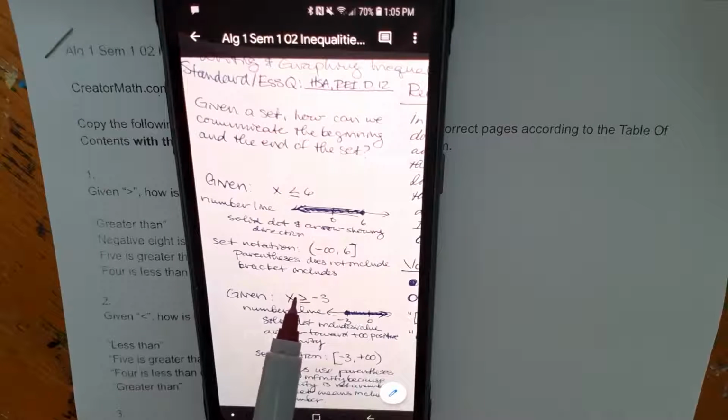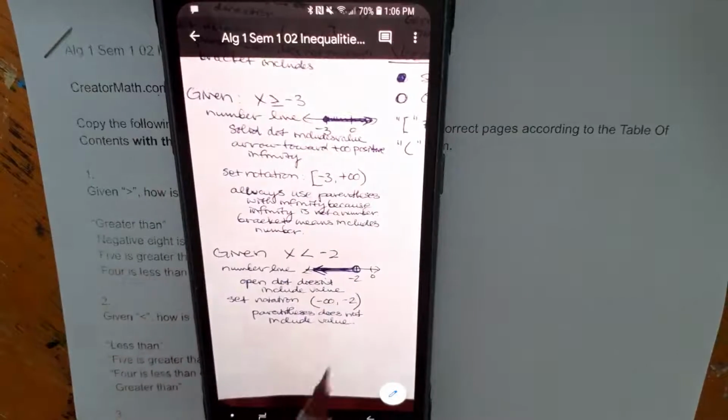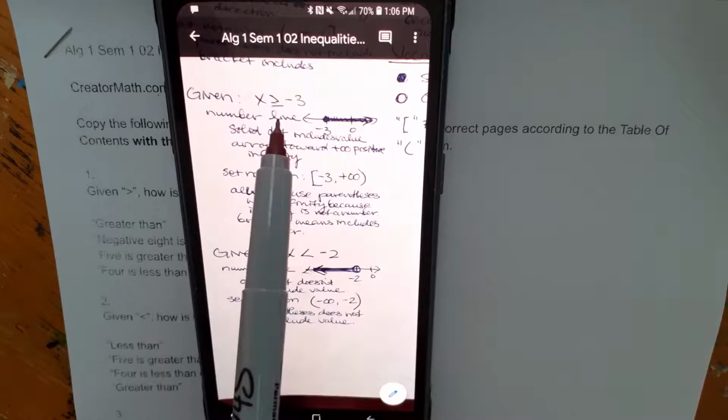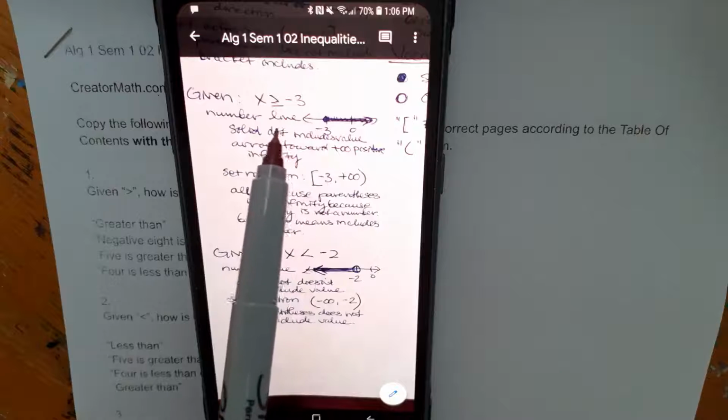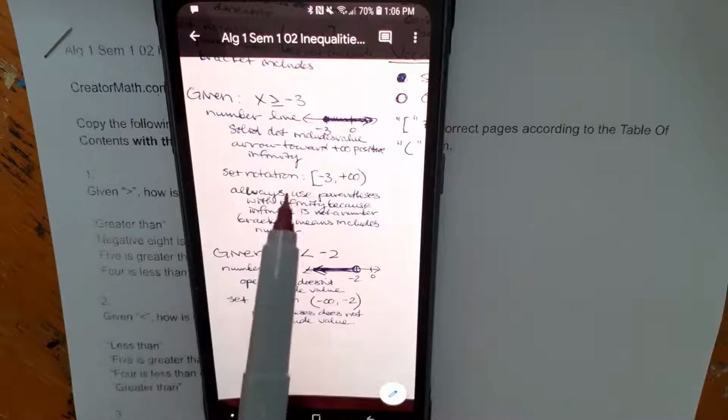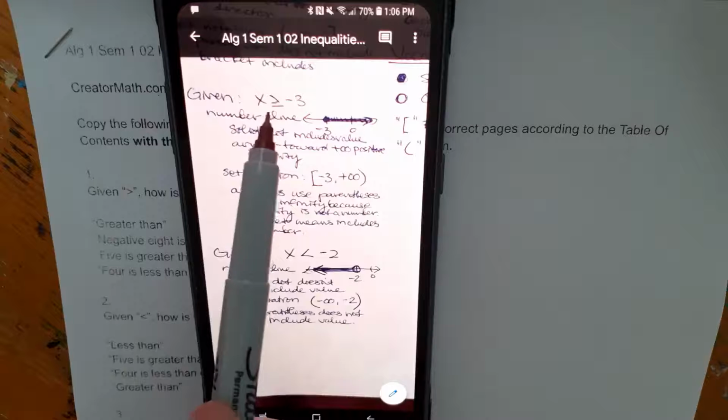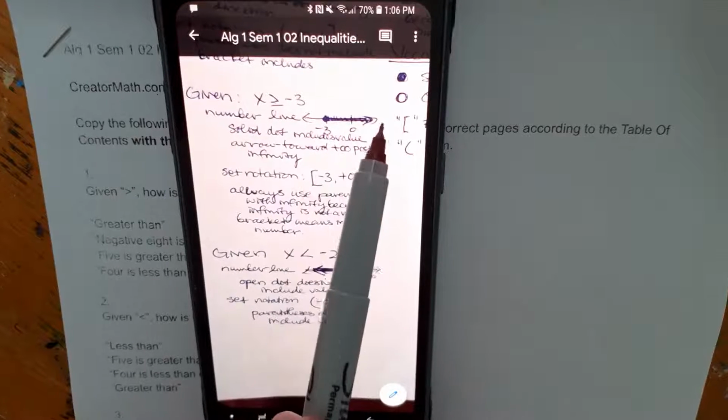You can completely just shift your brain to say this is different. Otherwise, it's going to confuse you. There's no value in remembering the coordinate location notation other than to say it's completely different than this. So if x is greater than or equal to -3, we're going to use a solid dot. We're going to go off to the right.